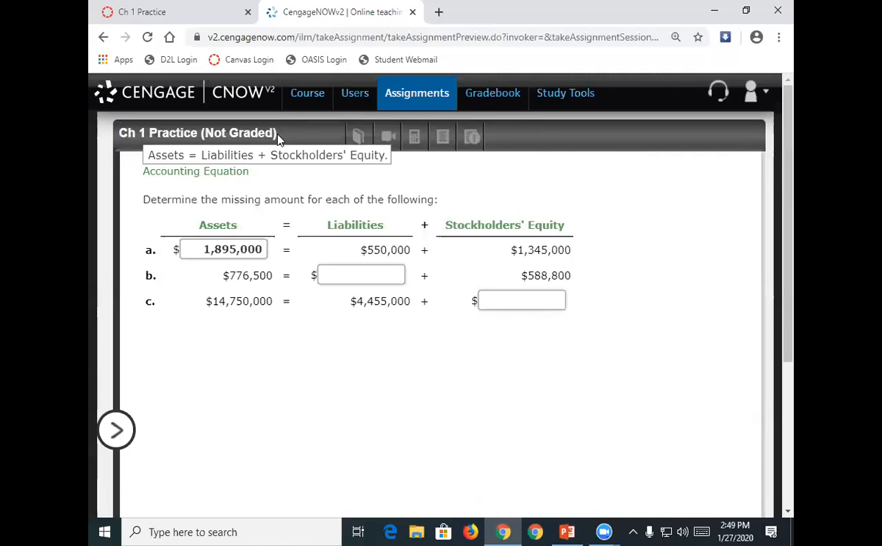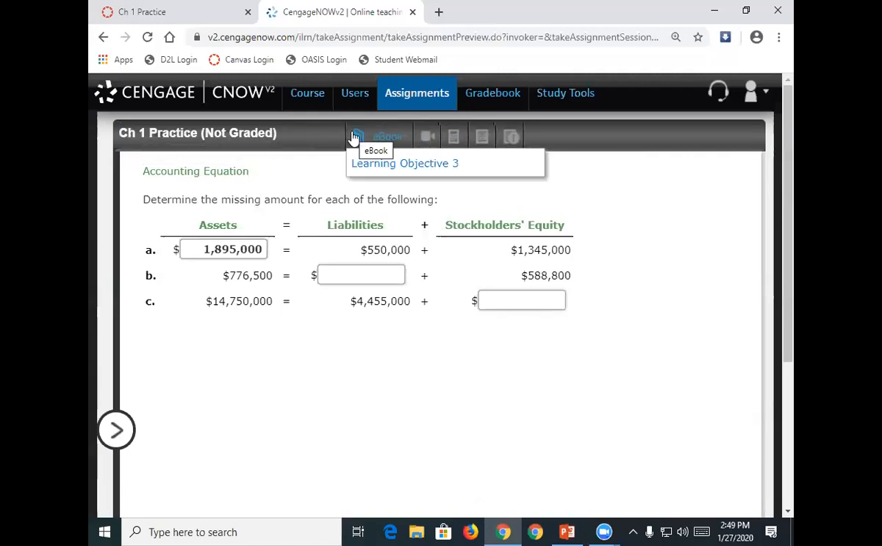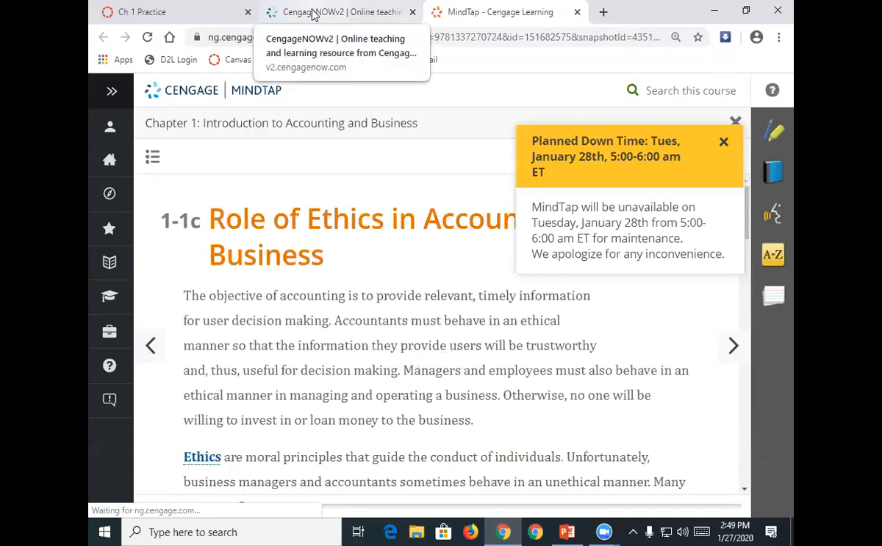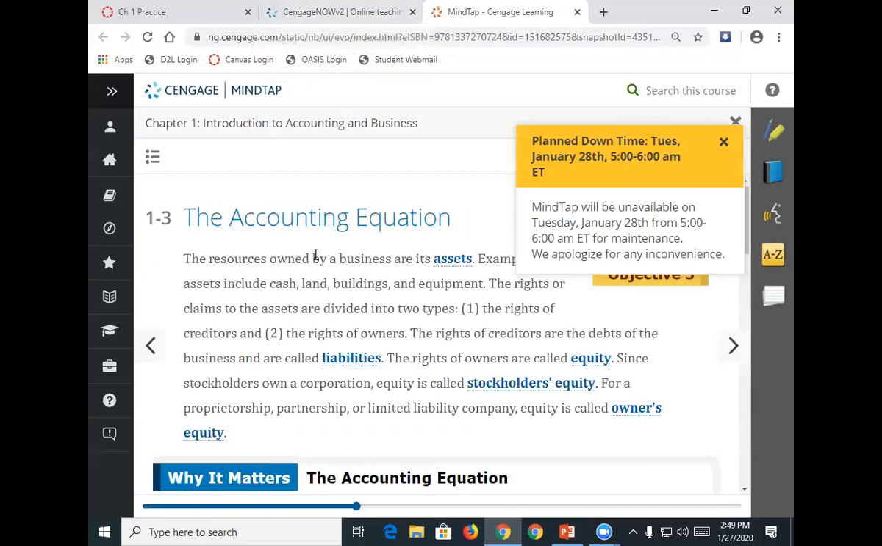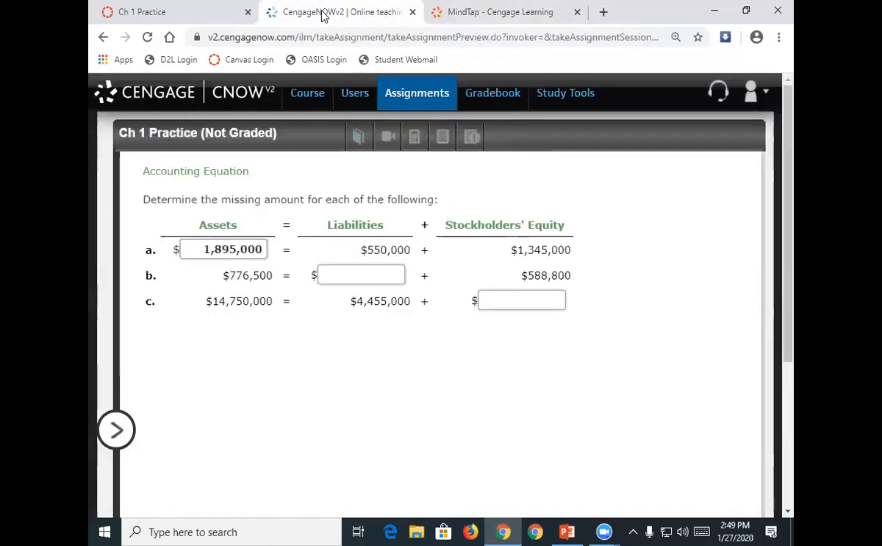Another thing. If I move my mouse over, I have the ebook. Notice it tells me what learning objective it is. If I click on that, it actually opens up the ebook and the objective that this problem is over. I won't do that on the exam, but you do have access on the homework. So it opens up to the page, which is pretty nice. But I still have my other tab open. Again, I could mouse over, and I don't have to click anything. I just move my mouse over assets, and it gives me a definition of assets. So you're getting used to all these new terms. Use the resources within Cengage.